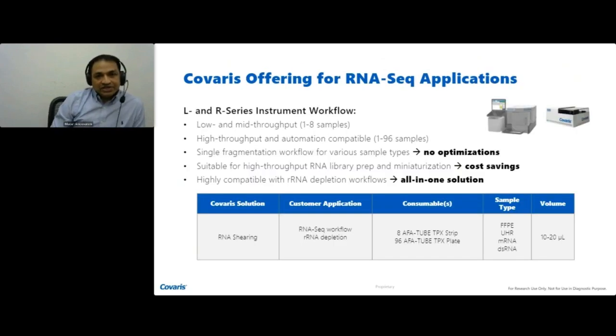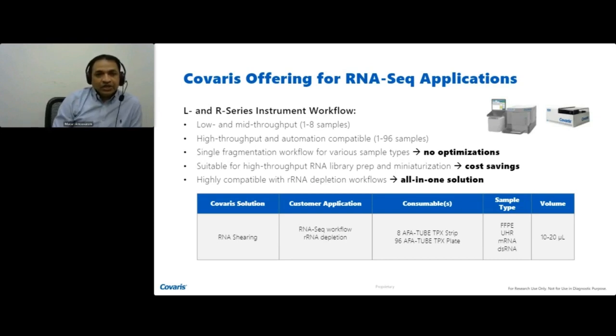Covaris offers a streamlined RNA shearing workflow with standardized protocols, especially when dealing with a low input and wide range of sample concentrations. In addition, AFA solutions offer different consumable formats to address different sample processing throughput requirements. For example, low throughput 1 to 8 samples, or high throughput 96 or 384 well, or batch processing.